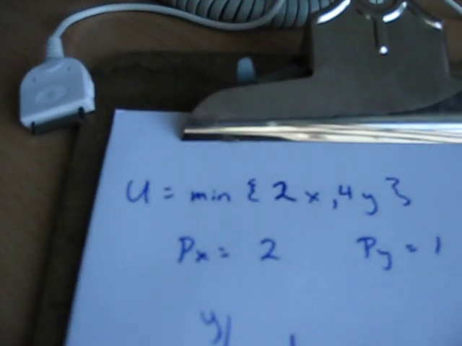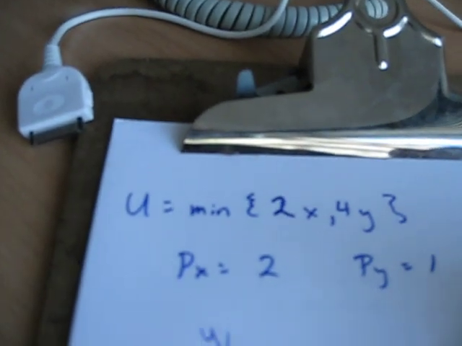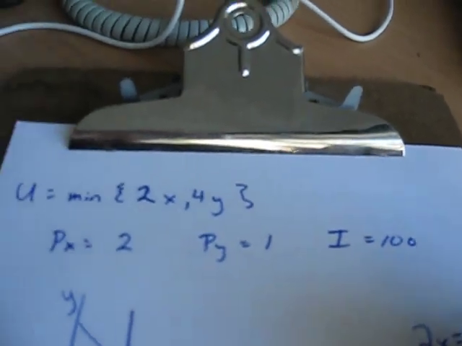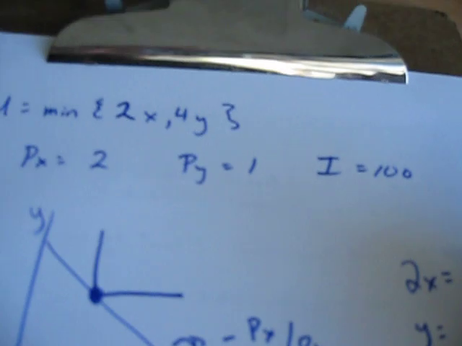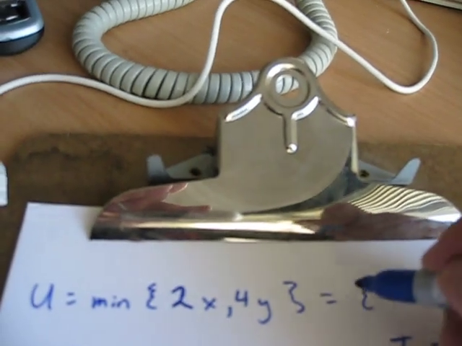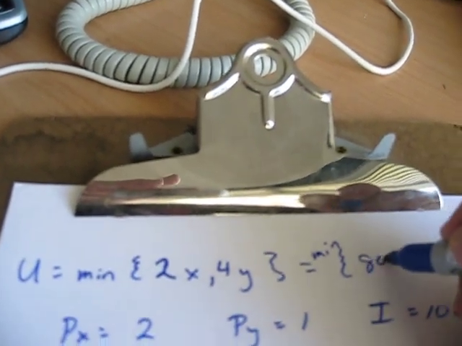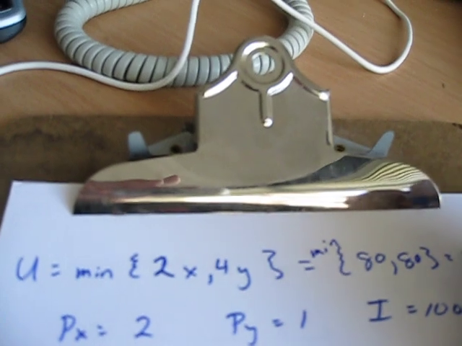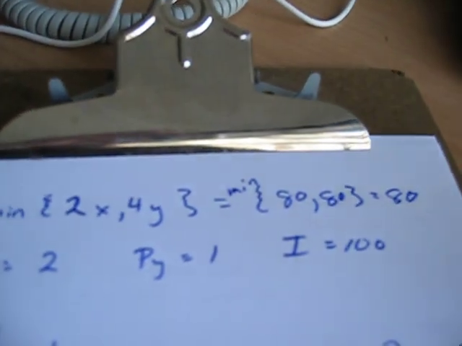Plug those into our function up here. We have 2x is equal to 80. y is equal to 4 times 20, also equal to 80. So what's our utility going to be equal to? Indirect utility is the minimum of 80 and 80, which is 80. That's the solution.